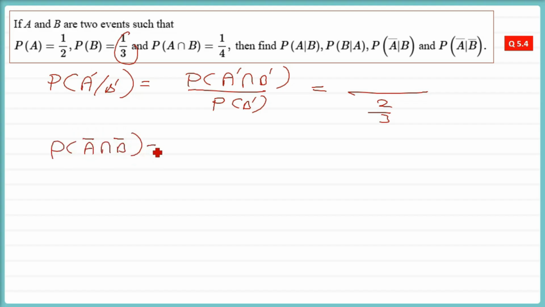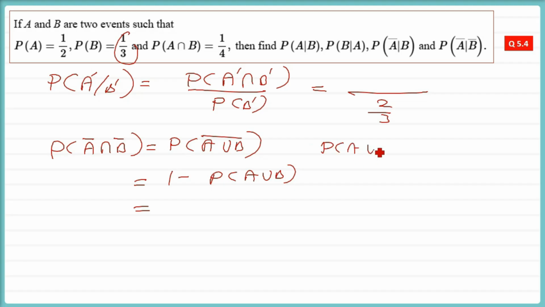So P(A' ∩ B') is P((A ∪ B)'). That is the whole bar. We are using De Morgan's law, which we have learned in earlier grades in set theory. So 1 minus P(A ∪ B), since anything complement can be computed by subtracting from 1. That's what we have done with P(B). P(B') was 1 minus P(B), and P(B) is equal to 1 minus P(B'). That is how it goes.